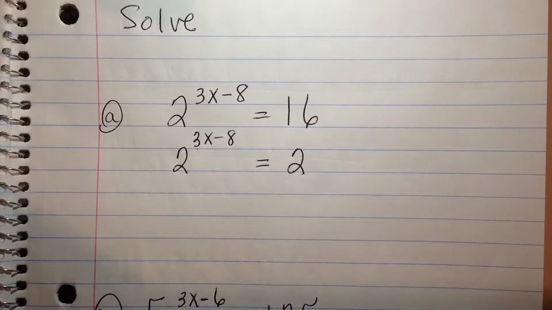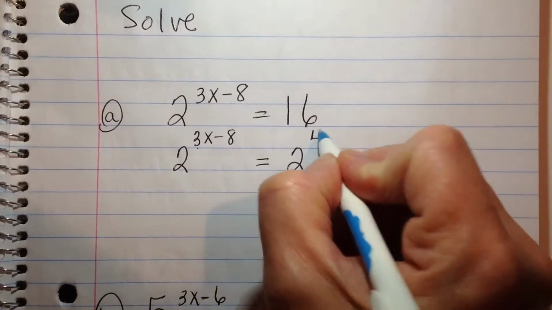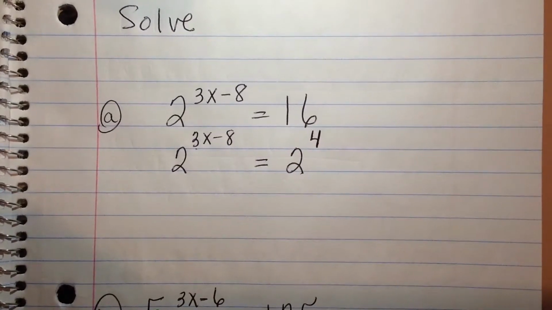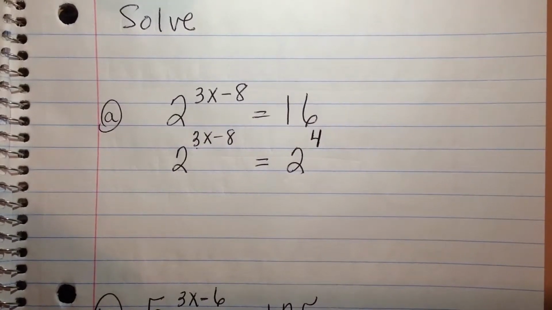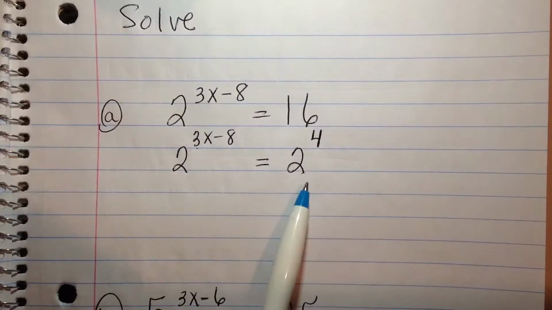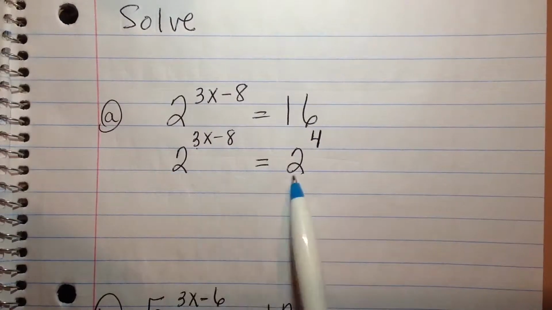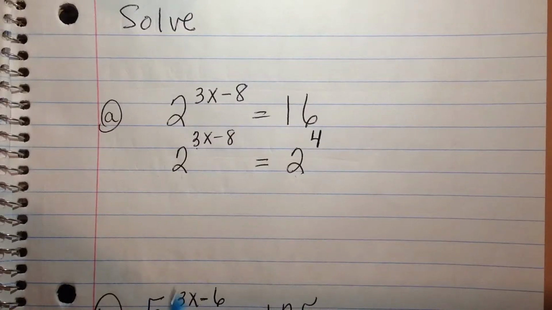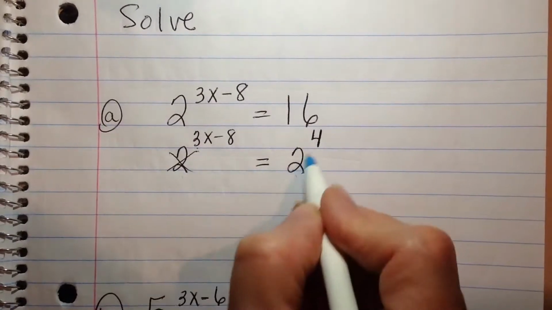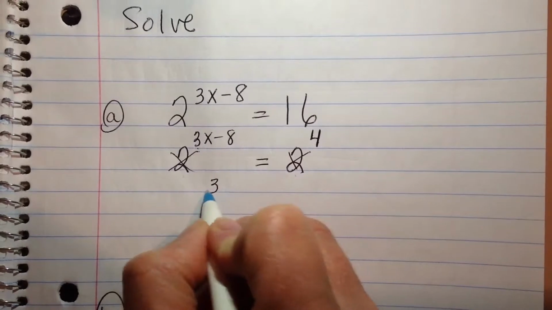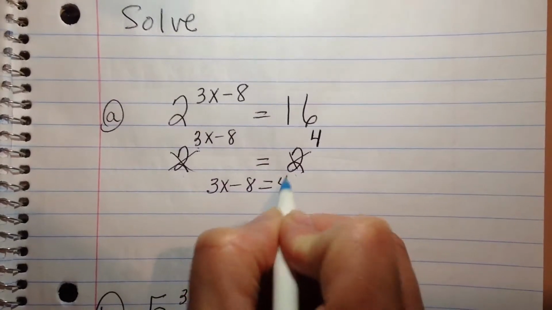Well, 2 times 2 is 4. 4 times 2 is 8. 8 times 2 is 16. That gives me 2 to the 4th. So we can rewrite the right-hand side from the same base as the left, raising both of them from base 2. Now, your rules say let the bases go and set the exponents, 3x minus 8, equal to 4.